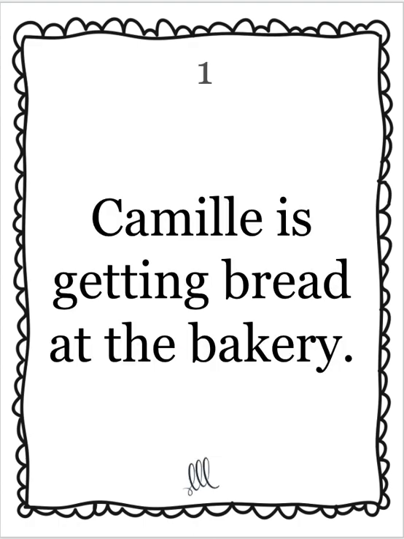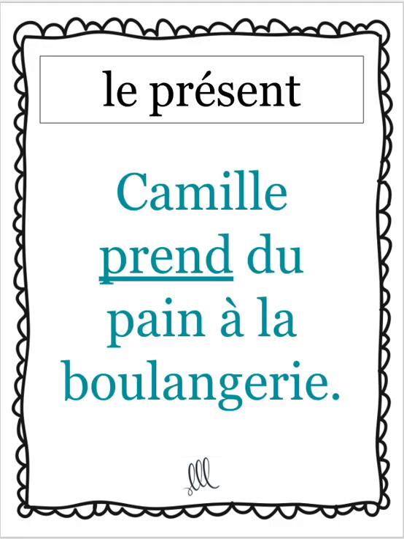Numéro 1. So here's your sentence in English. Camille is getting bread at the bakery. So she is getting bread. What tense is that? Let's hear it. Ok, oui, c'est le présent. C'est le présent. Alors, Camille prend du pain à la boulangerie. Camille prend du pain à la boulangerie. Très bien. Allez, numéro 2.